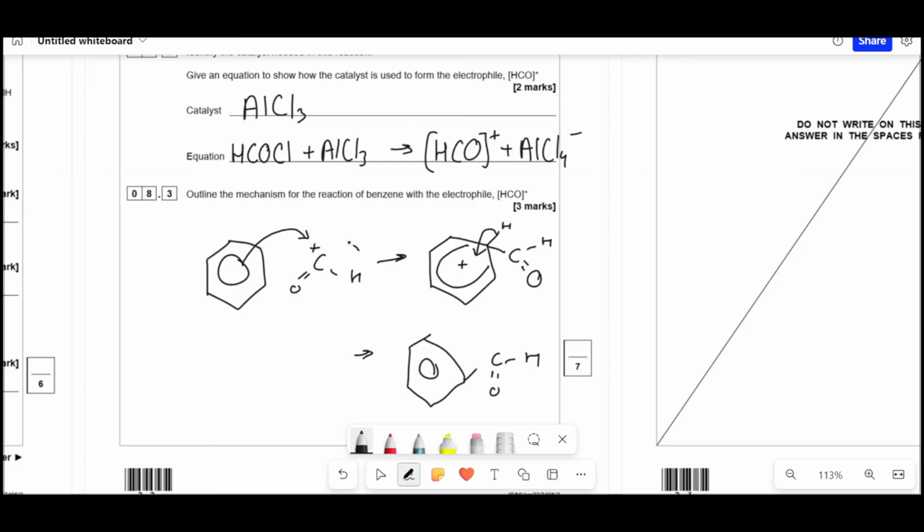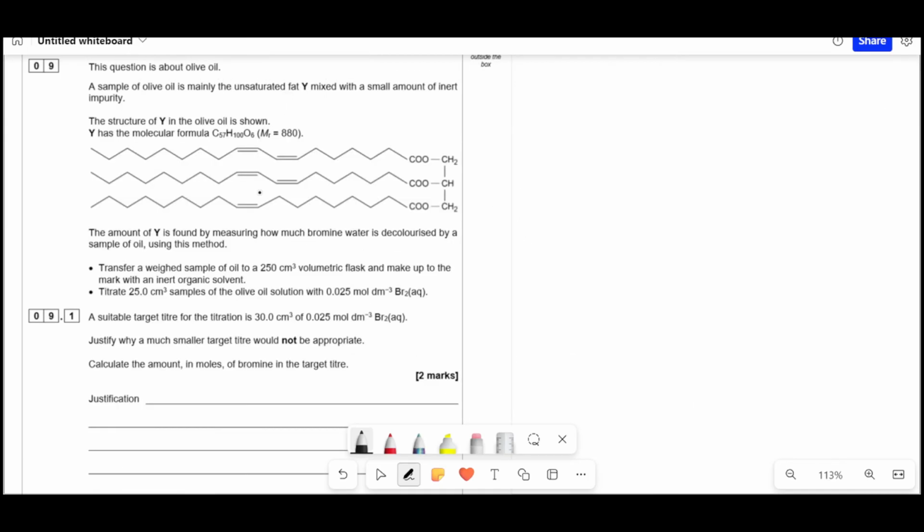And that is an electrophile that has substituted for the H. This question's about olive oil. A sample of olive oil is mainly the unsaturated fat Y mixed with a sample of inert impurity. The structure of Y in olive oil is shown, and it has the molecular formula C57H100O6, and its Mr is 880.